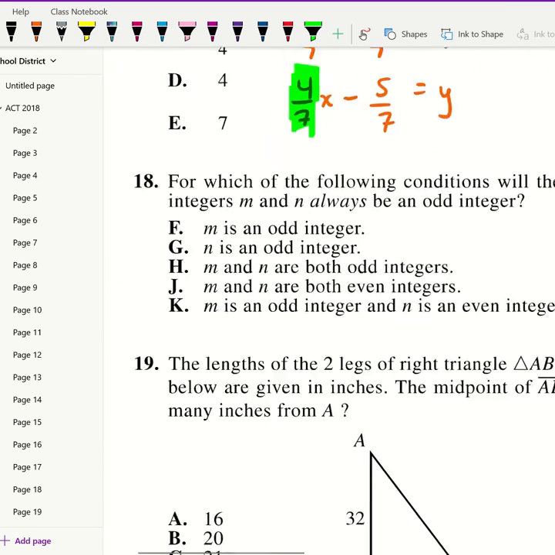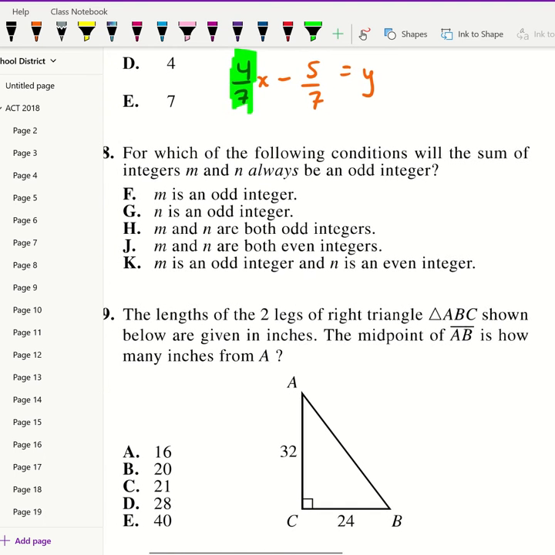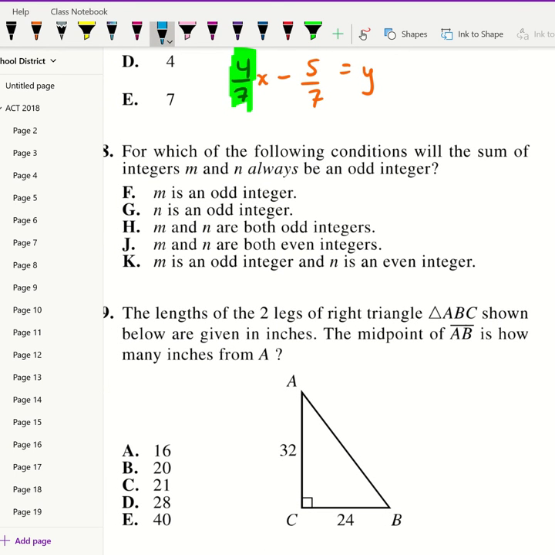Number 18, we want to decide for which condition we will always have odd integers. It needs to always be odd when we are adding. So if m is an odd integer, maybe I'll make m an odd number like 3. I'm trying to make sure that when I add up m and n, I get an odd number. Well, if m is odd, that's not enough for me to know that I would for sure get an odd number when I add other things on, because if n is, for example, an even number, that would give me an odd. But if n is another odd number, I get an even.